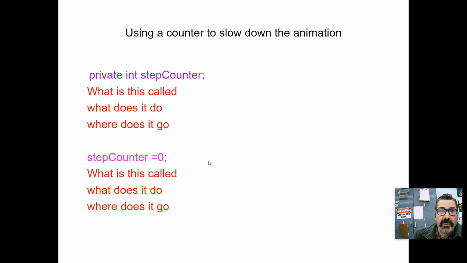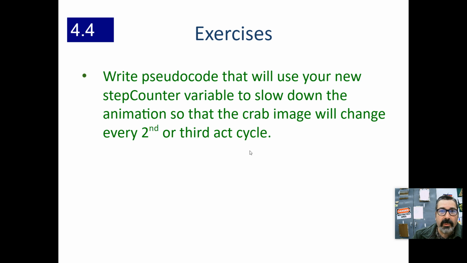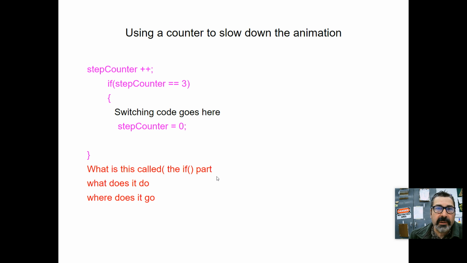All right, using a counter to slow down the animation. Private int step counter: what is this called? What does it do? Where does it go? Step counter equals 0: what is this called? What does it do? Where does it go? See if you can answer those questions. If not, ask me. Write that down on line paper. Write pseudocode in your notes that will use your new step counter variable to slow down the animation so that the crab image will change every second or third act cycle. We'll go over that in class. If you need help, ask me.